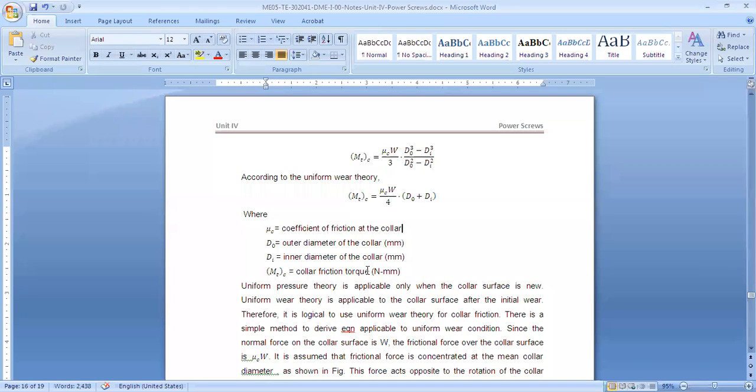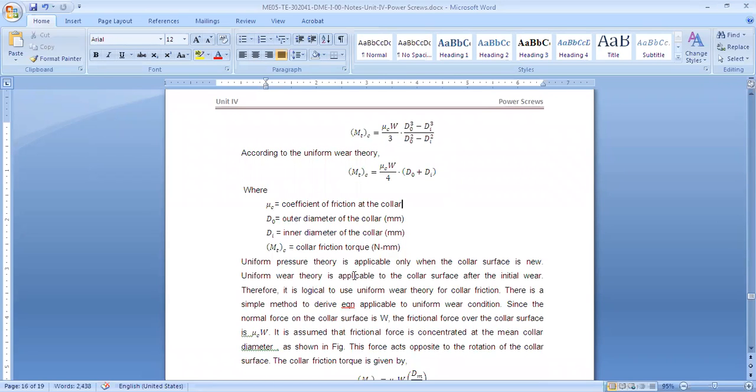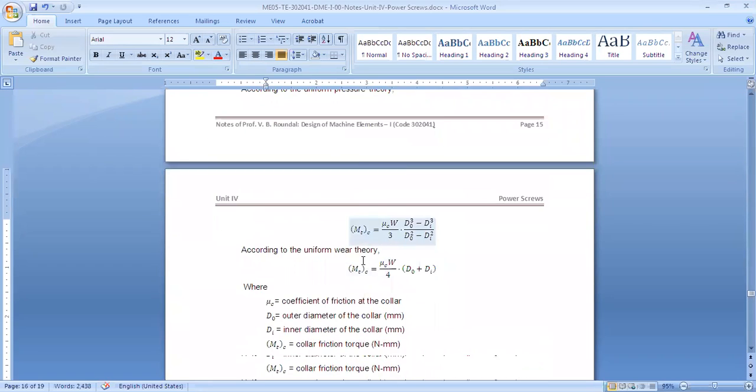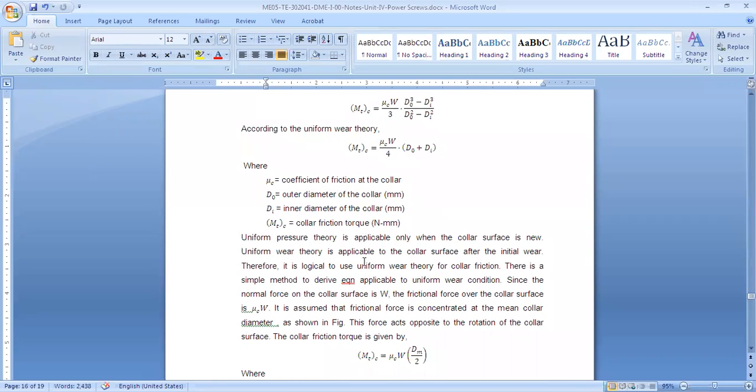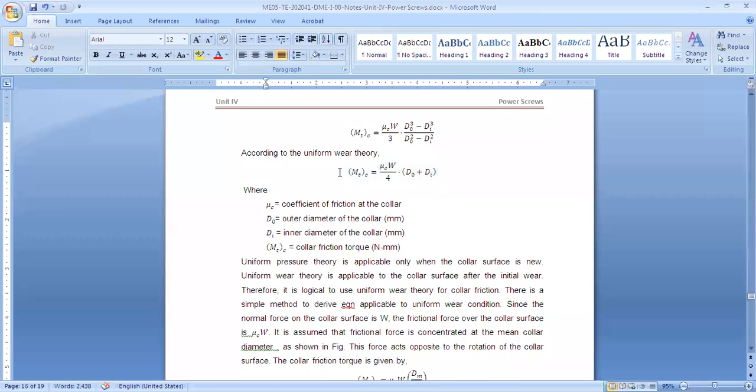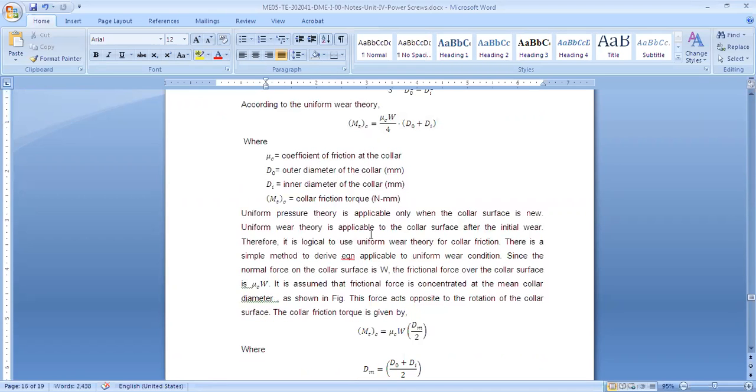Now here coefficient of friction is mu c, dO is outside diameter, di is inside diameter, and MTC is collar friction torque. Now this uniform pressure theory is used for new threads, or when the collar is new, means it is not having any kind of wear and tear. But once it starts wearing, then we will use uniform wear theory, right? So generally, we use uniform wear theory for the practical purposes, right? So how it is mu c into dm.